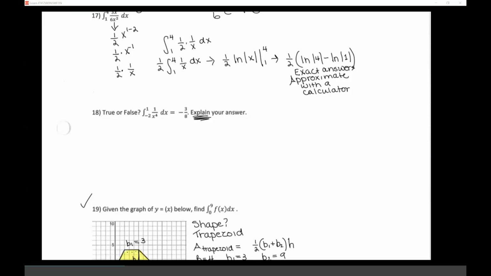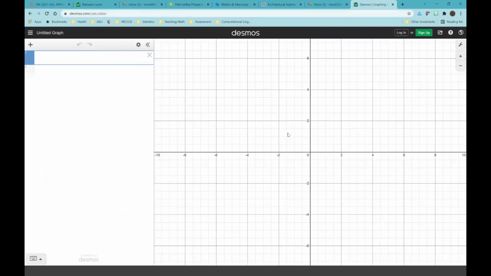You could graph the function to see if there's any areas unidentified. That's a great idea, Miriam. Let's try that. 1 over x to the 4th. All right, so here's my graphing calculator. Y equals 1 over x to the 4th, and that was from -2 to an upper bound of 1. Now, remember, the definite integral gives you the area under a curve.